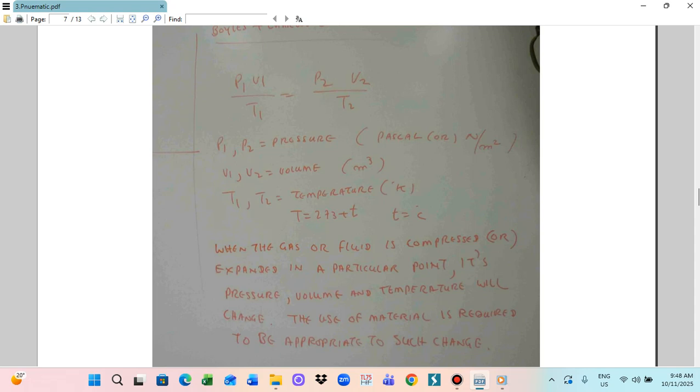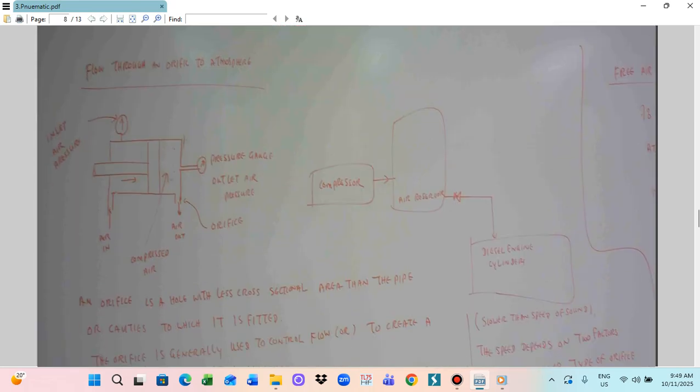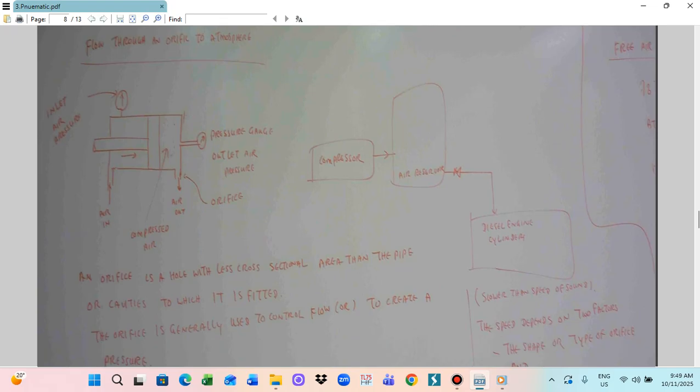The use of material is required to be appropriate to such change. This one is flow through the orifice through the atmosphere. So in this case, especially, we use this kind of compressor system. Compressors are utilized in industrial systems. One use is cutting metal, where you use compressed air as a cutter. This is the thing we use.